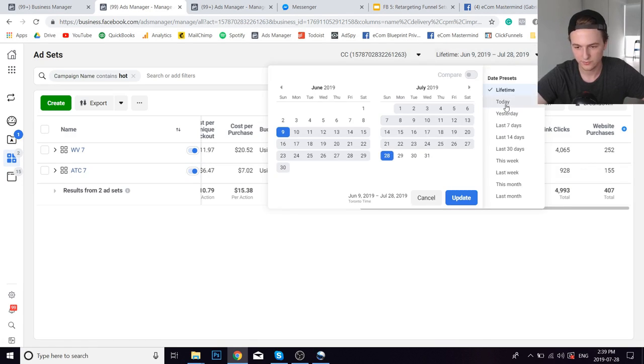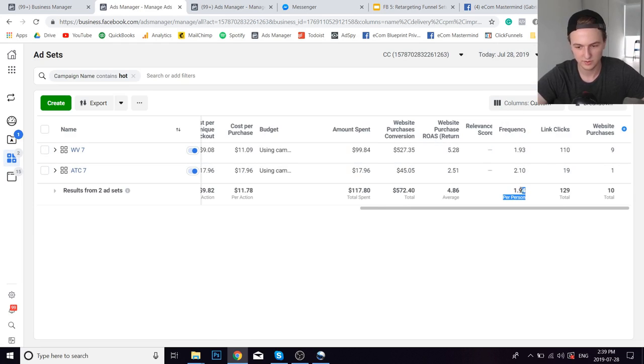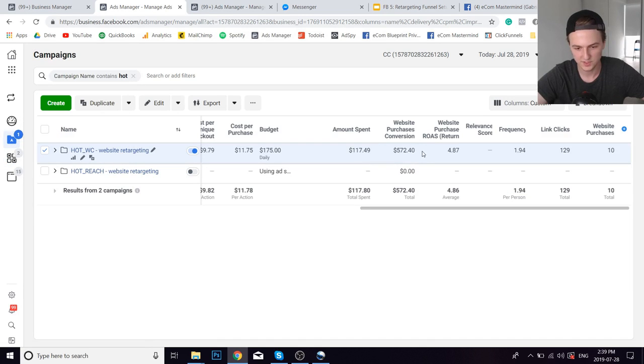And let's look at the frequency today. So you can see the frequency is right about 2, right? And this is what I say. I try to not go above a 2 frequency, and so I wouldn't try to scale the budget of this campaign right now. I just leave it at 175, even though the ROAS is really good. And so, yeah, that's how I set up my retargeting campaigns.